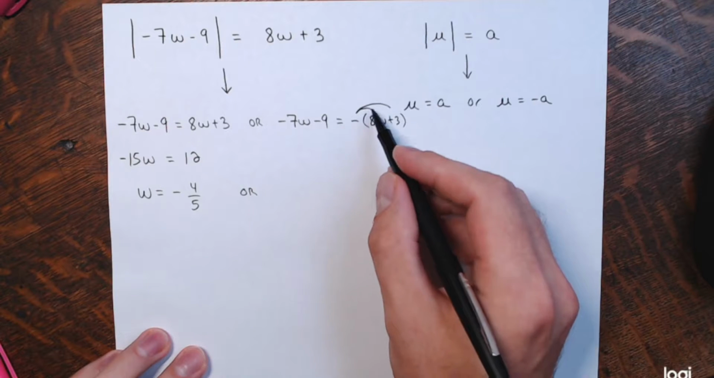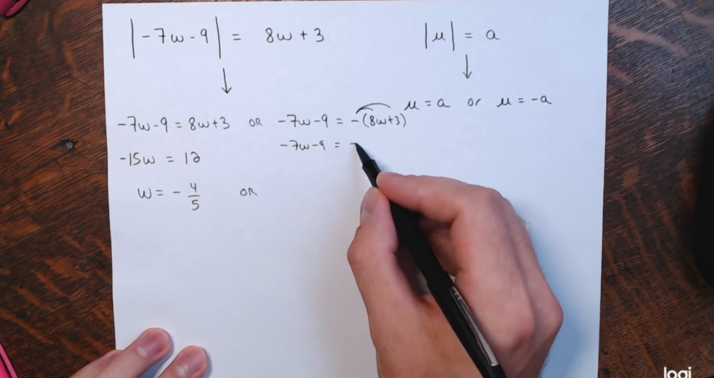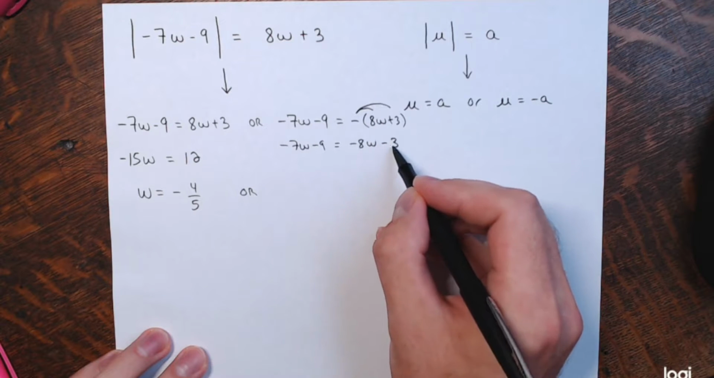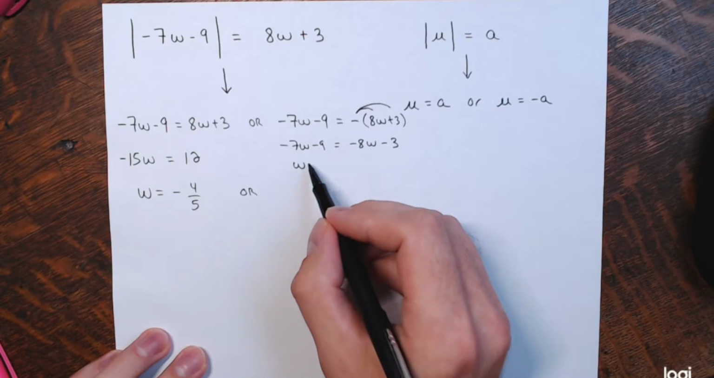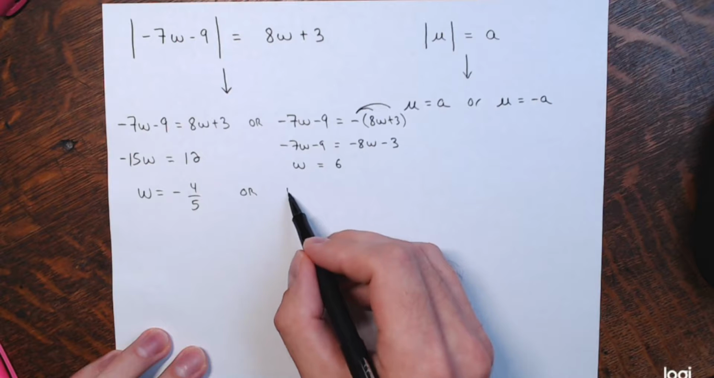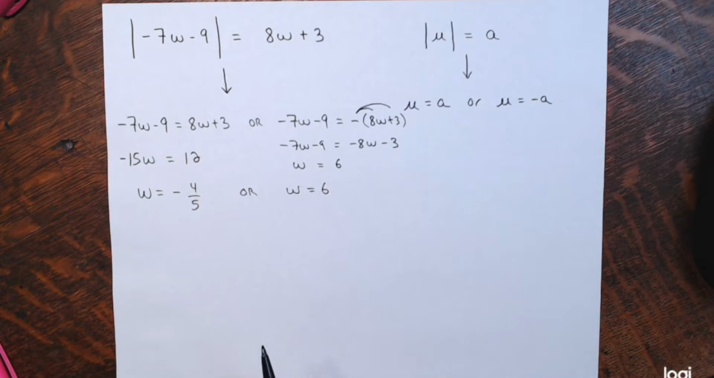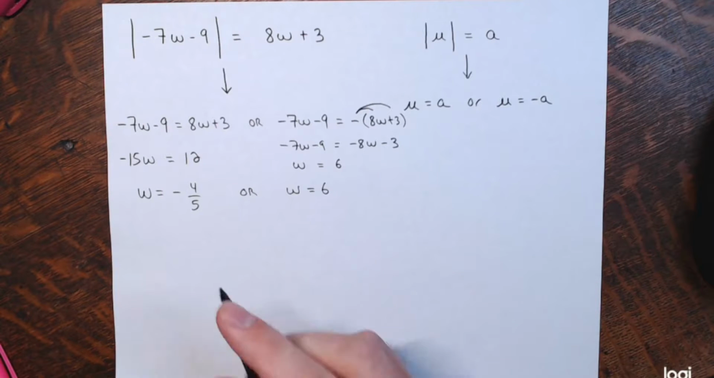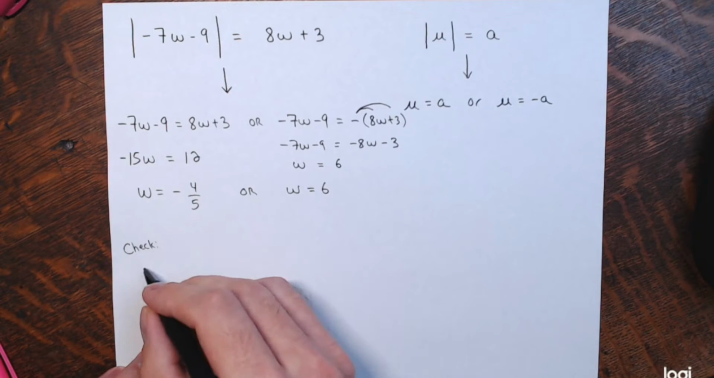And this one, after distributing the negative, you'd have negative 7w minus 9 equals negative 8w minus 3. Then adding 8w gives me 1w on the left, and adding 9 gives me 6 on the right. So here are the possible solutions: negative 4/5 and positive 6. But then we must check back in the original equation.